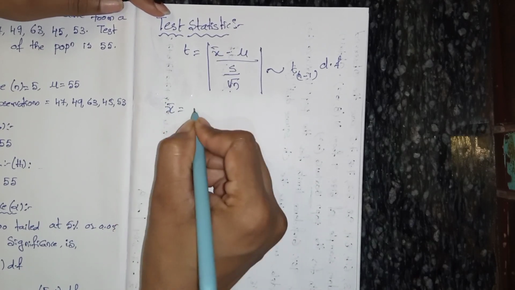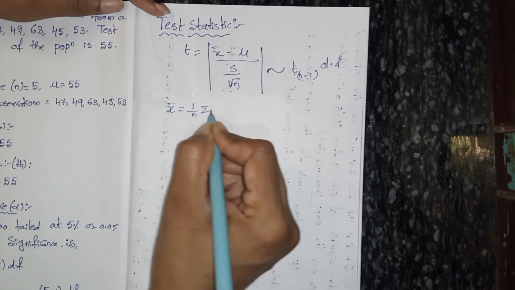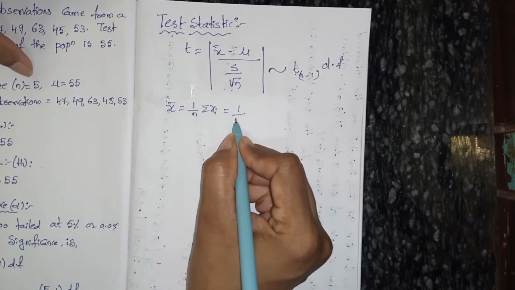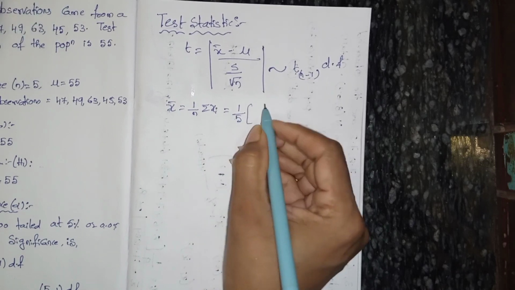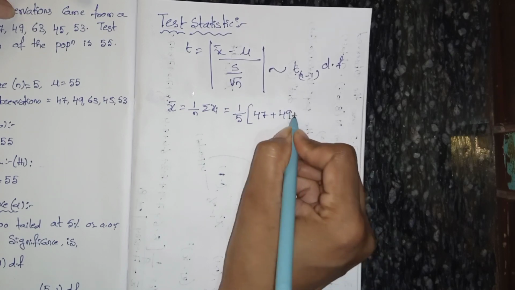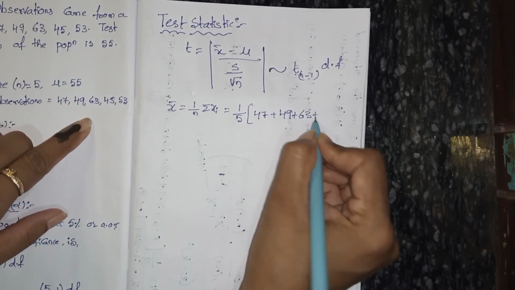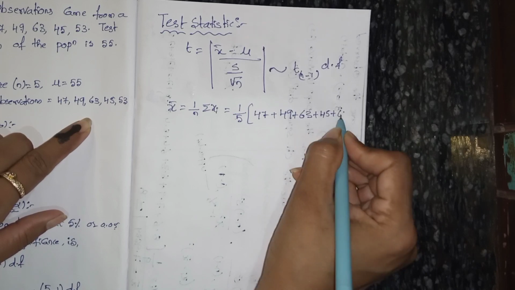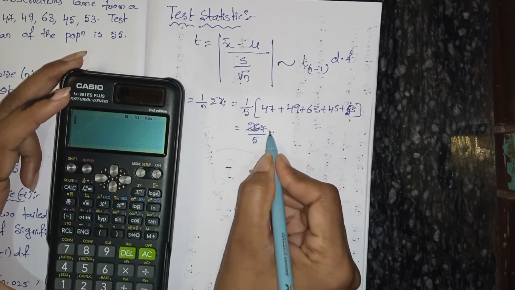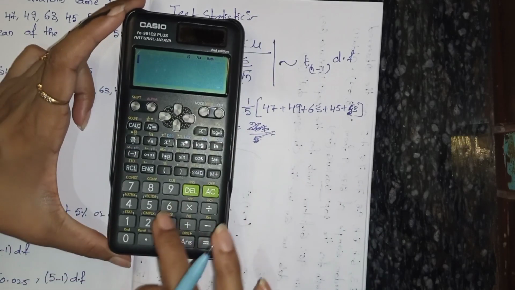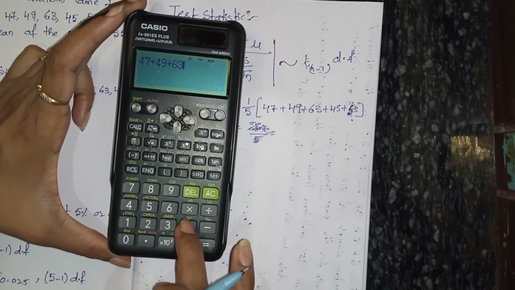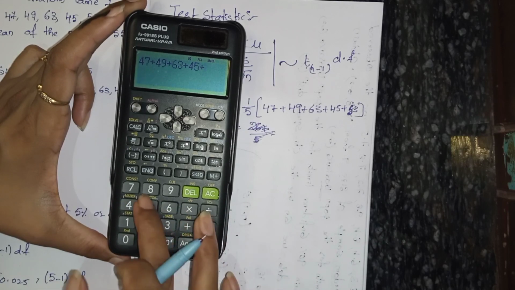So x bar equals 1 by n summation xi. That equals 1 by n, and the n value is nothing but 5. So 1 by 5, 47 plus 49 plus 63 plus 45 plus 63. Okay, I corrected this one, it is 53. So here we got it wrong. We'll add again: 47 plus 49 plus 63 plus 45 plus 53.